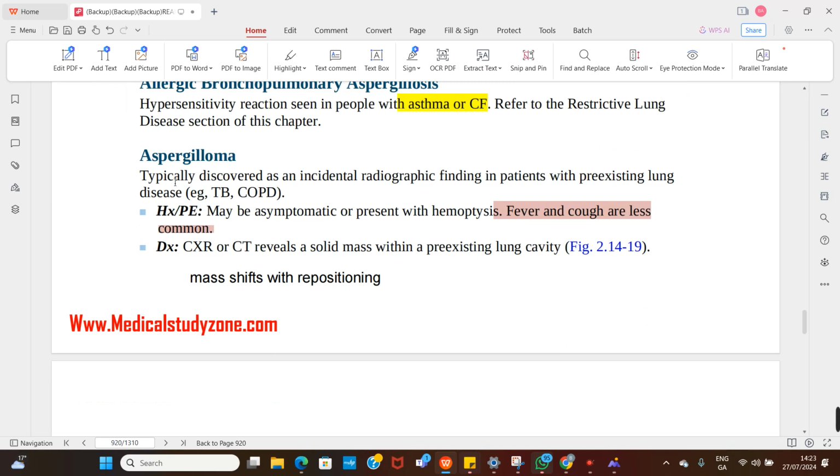So that's the one I was saying was confusing. Sorry about that. What you typically have in aspergilloma is just a ball of fungus settling in a cavity. Maybe the person has COPD or tuberculosis, and you have an aspergilloma ball of mold settling within that cavity. Most of the time it is asymptomatic, but sometimes the cavity can rupture, making them present with hemoptysis. Most of the time you will not see any systemic symptoms like fever or cough. In fact, it is an incidental finding.